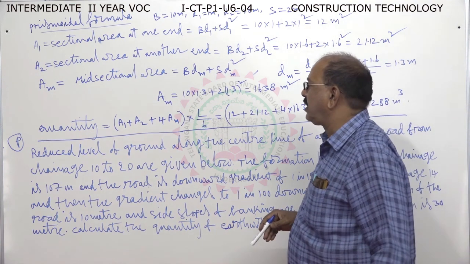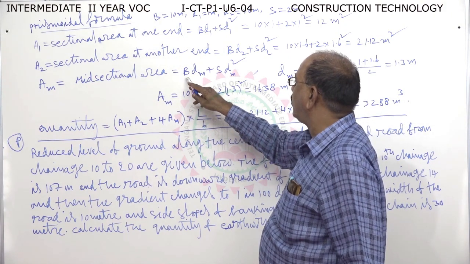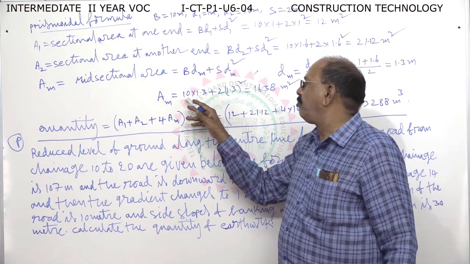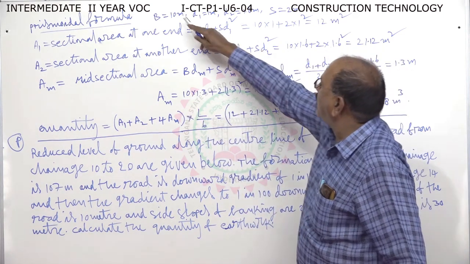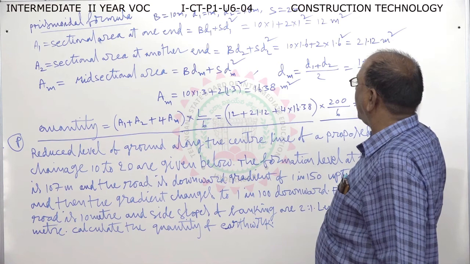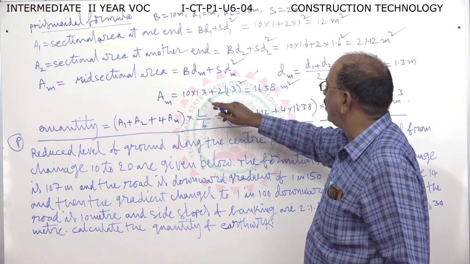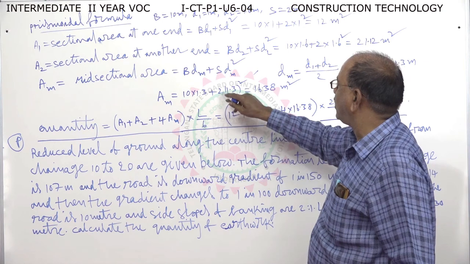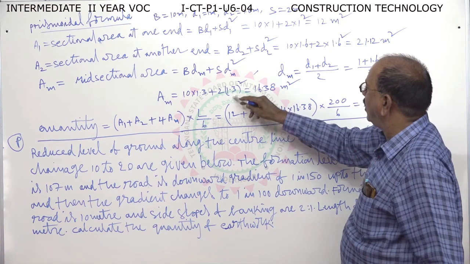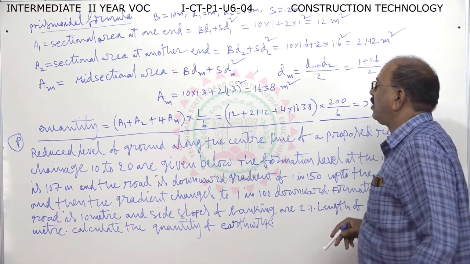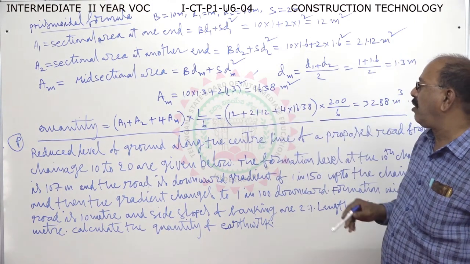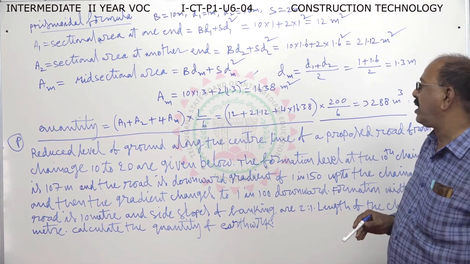Now, AM, mid-sectional area. AM is equal to, what is the formula? BDM plus SDM square. This is the formula. So, B is equal to 10 meters, in the place of B. Then DM is equal to, we calculated this, 1.3 meters. So, in the place of DM, 1.3 meters. Plus S is equal to side slope, 2. Into DM. Again, DM is 1.3. Because square is here, put square here also. Now, after simplification with the scientific calculator, you get a value of 16.38 meters square.